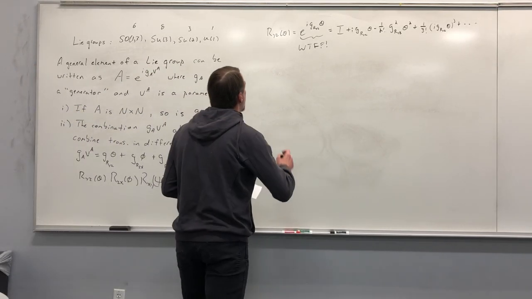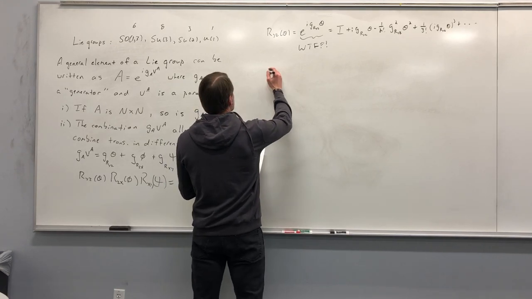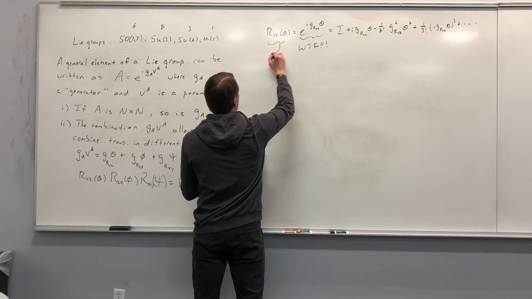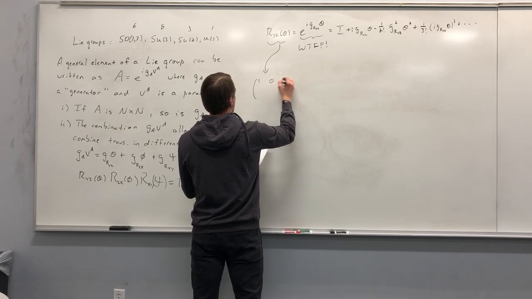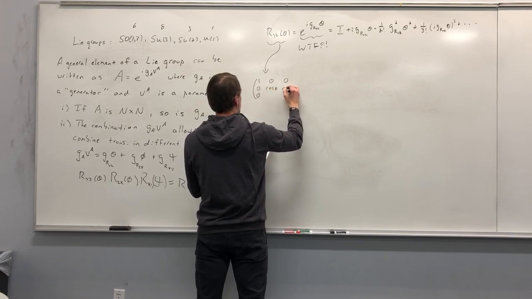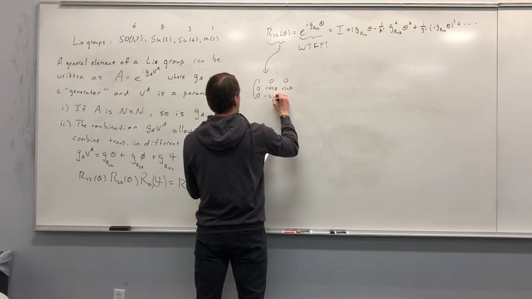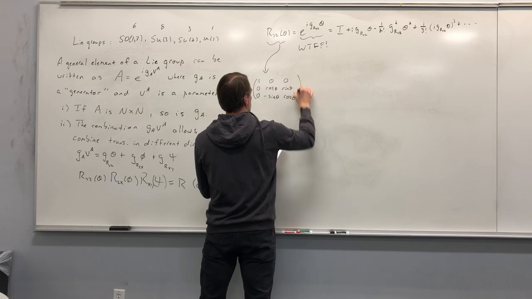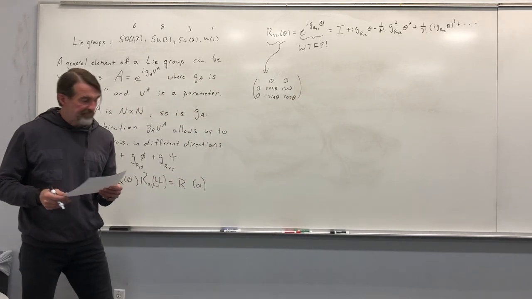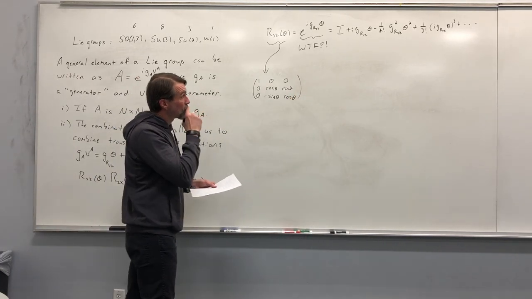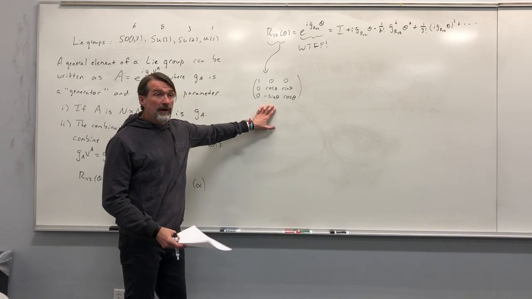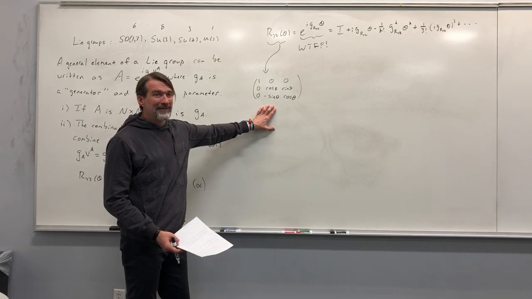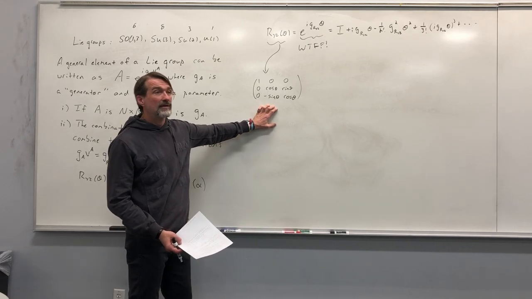Now, on vectors, we know what this looks like. On vectors, we know that this is actually just the matrix 1, 0, 0, 0, cosine theta, sine theta, 0, minus sine theta, cosine theta. Okay? So we already know this. This is a rotation matrix in the YZ plane by the angle theta.